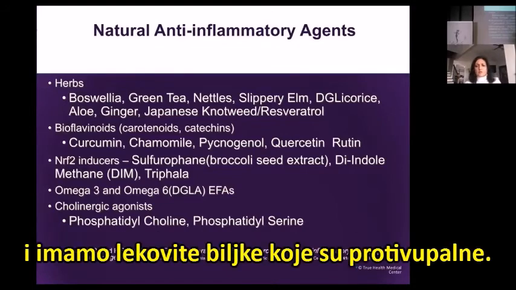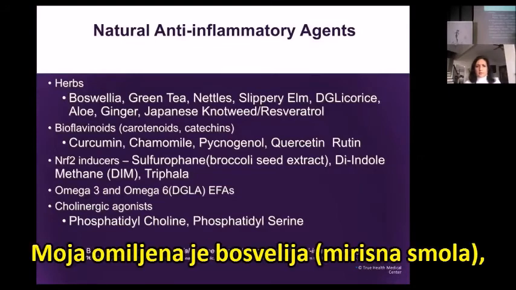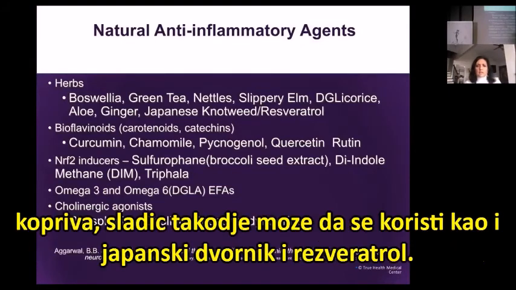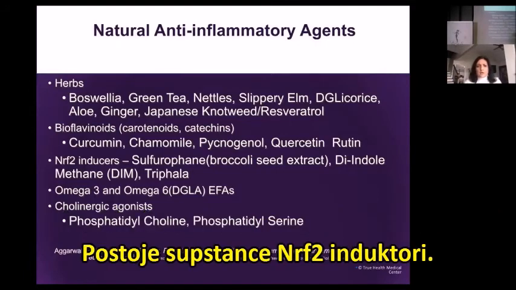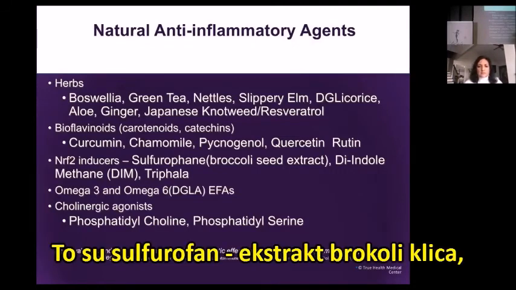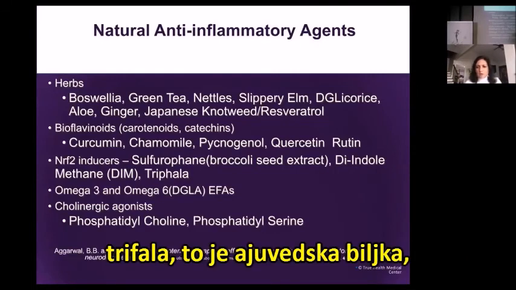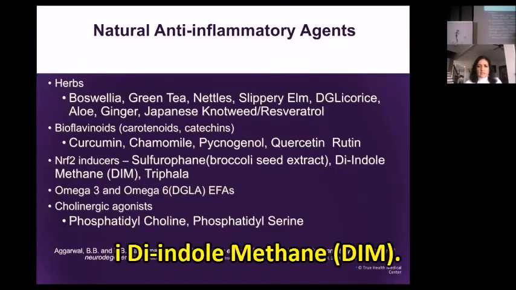And then there are some herbs that are natural anti-inflammatories. One of my favorites is myrrh or boswellia, stinging nettles. Licorice can be used, as well as Japanese knotweed and resveratrol. There are also substances called NRF2 inducers, such as sulforaphane or broccoli sprout extract, triphala, which is an Ayurvedic herb, and diindolylmethane or DIM.